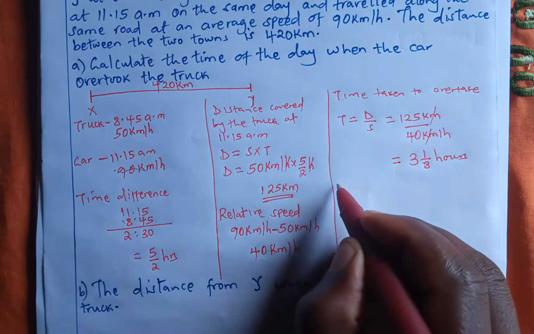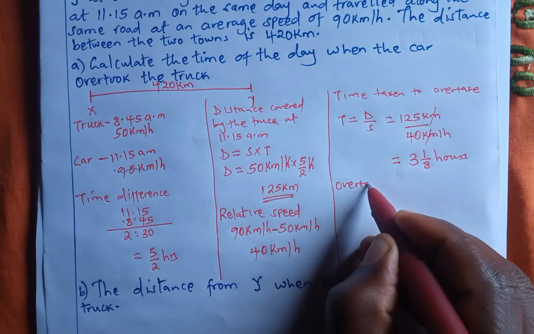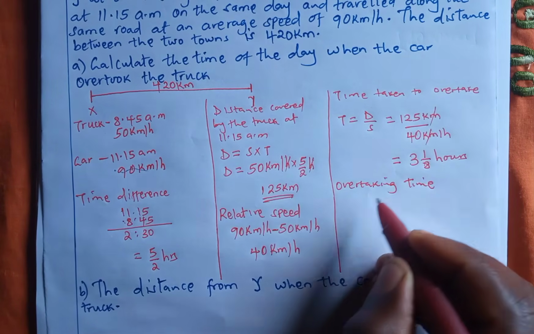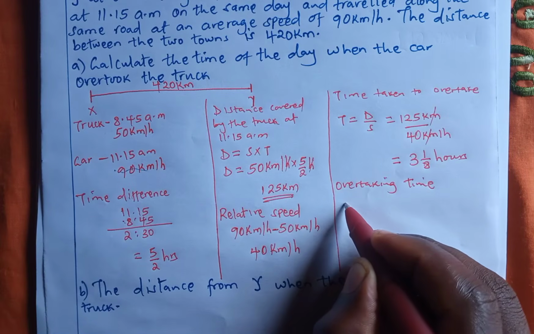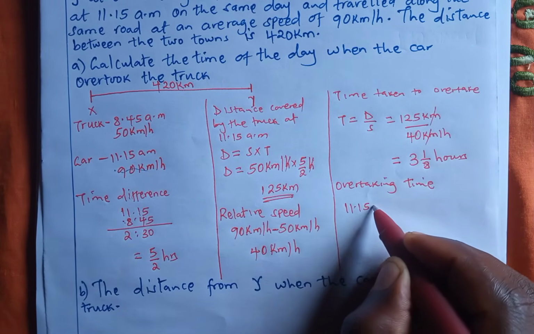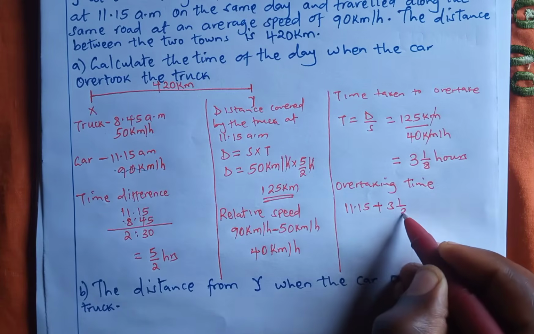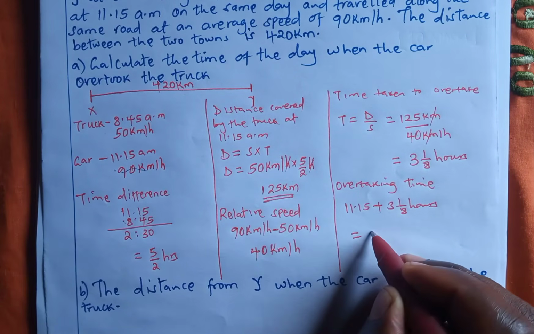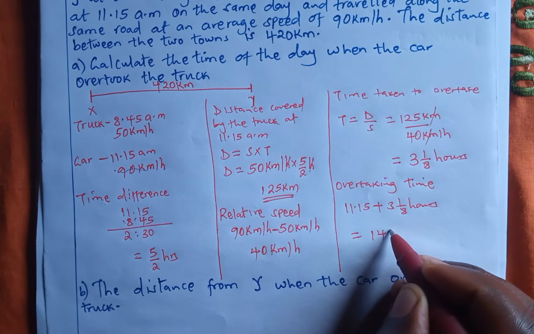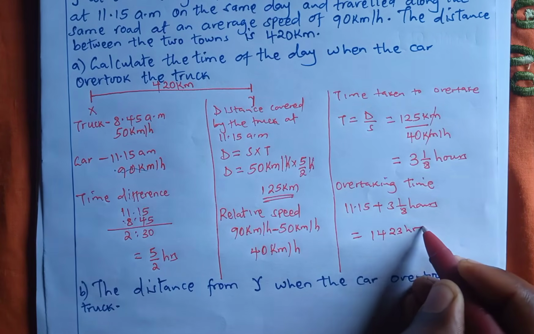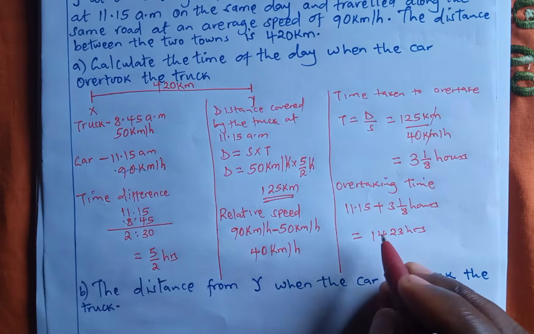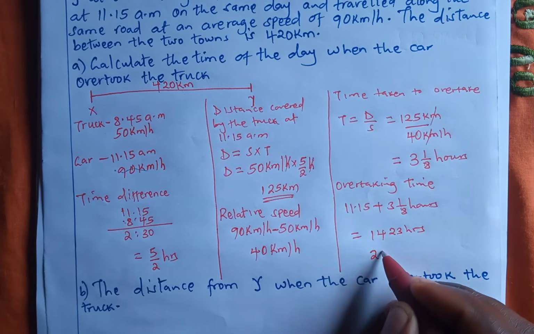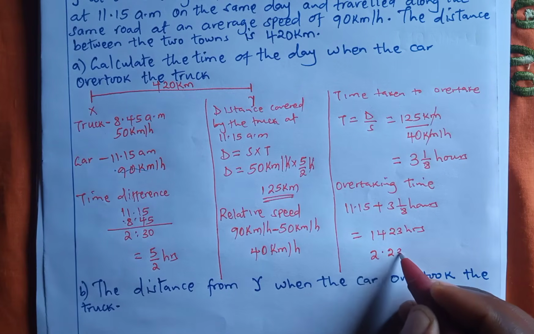Now, the overtaking time is going to be 11:15 plus 3 and 1 over 8 hours, which is going to give us 14:23 hours. If you write this in the 12-hour clock system, it is going to be 2:23 p.m.